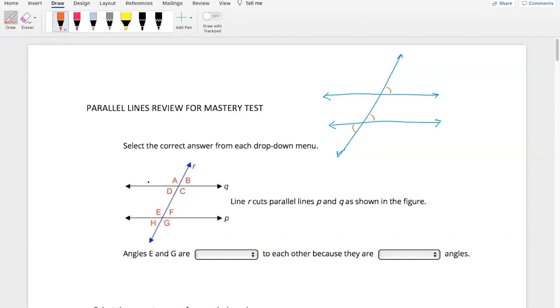And that's what we run into here on this first problem. It says line R cuts parallel lines P and Q. So there's our parallel lines and they're cut by this line R. Here's angle E, angle G, and they're directly across from each other. So they are what we call congruent. And we know they're congruent because they are vertical angles.